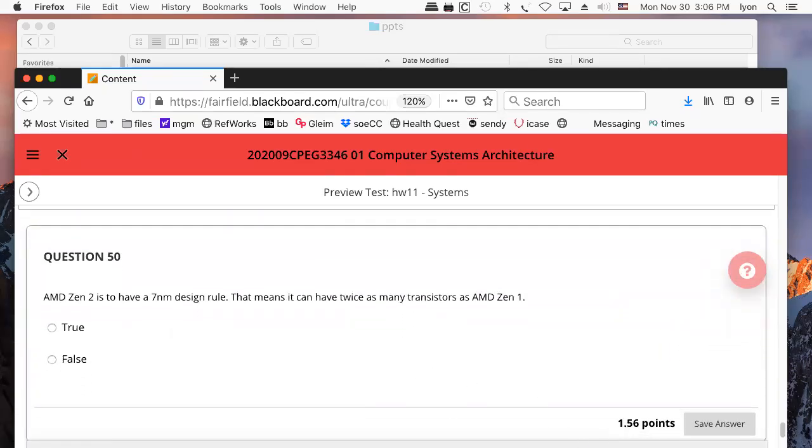This homework 11 is going on and on and on. But I think we're almost done. We're in the home stretch.